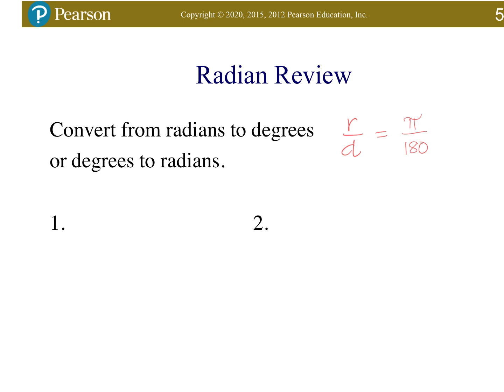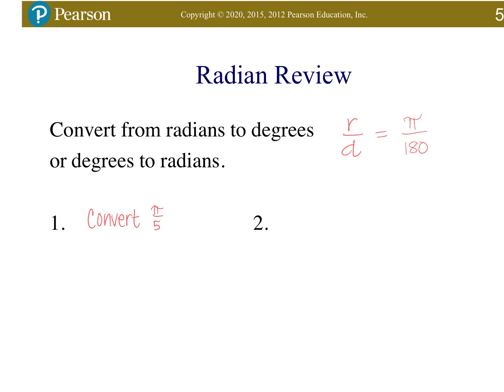If you need to convert pi fifths, is that a degree or a radian? It's a radian because it doesn't have the symbol. If we're going to convert that, oh, you're back already. Yeah, I got back earlier than I thought.